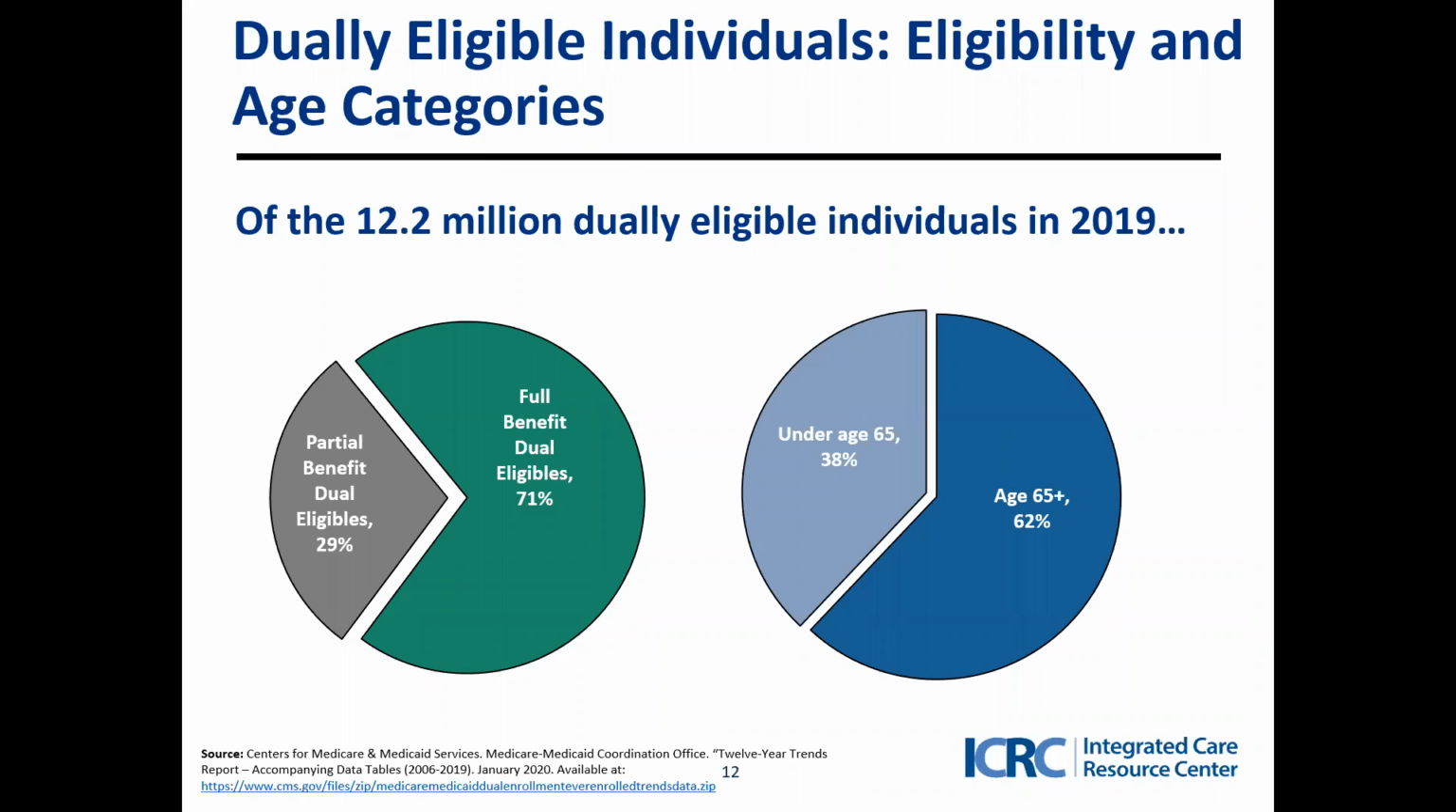As of 2019, there were 12.2 million dually eligible individuals. Of those, 71% were full benefit and 29% were partial benefit. 62% of individuals are over 65, while 38% are under the age of 65. Next slide, please.